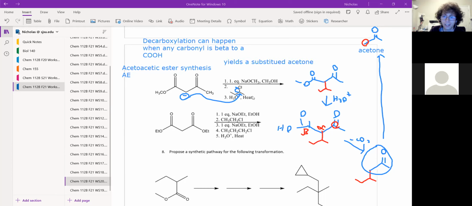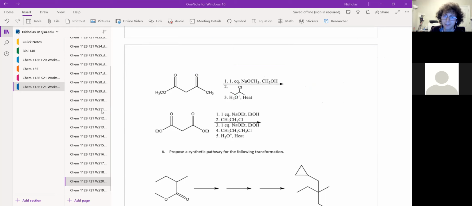Just like the last one gave a substituted acetic acid. It's a characteristic product. If you recognize that, you can just jump straight to the product. And that's actually what I'm going to do on the next one. I am not going to go through all of the intermediates. I'm just going to go straight to the product. But this time we have 5 steps.